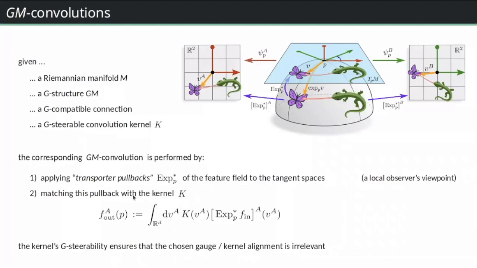Okay, so we have a Riemannian manifold, and we have a G structure on the manifold. I didn't talk about it yet, but we also need to parallel transport feature vectors to accumulate them from different points, right? The kernel looks at a whole patch of the feature field, and then it accumulates it. We do that via parallel transport. And this parallel transport has to be G compatible.